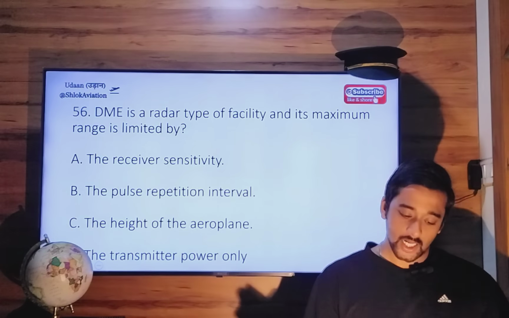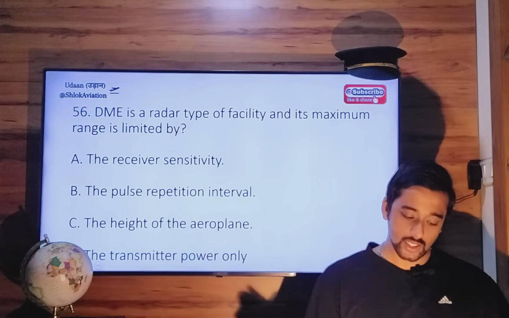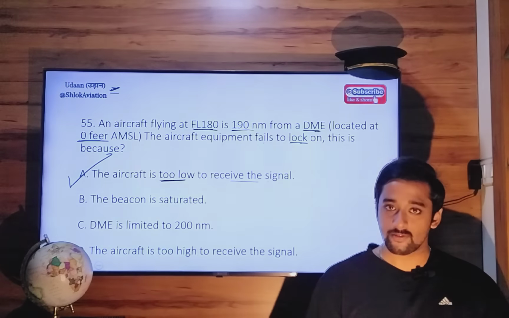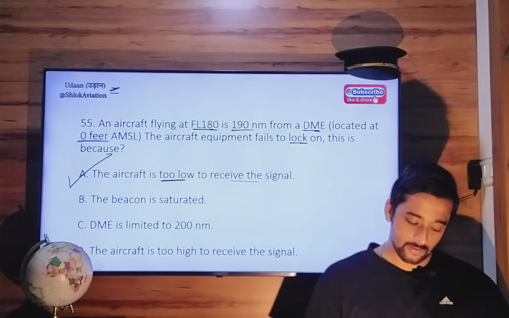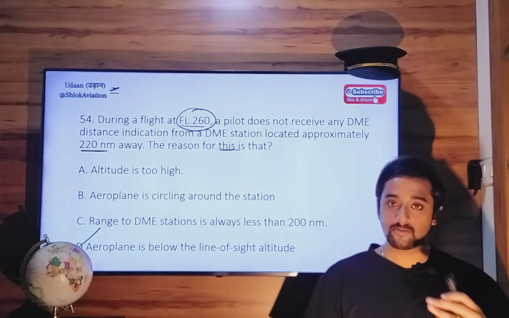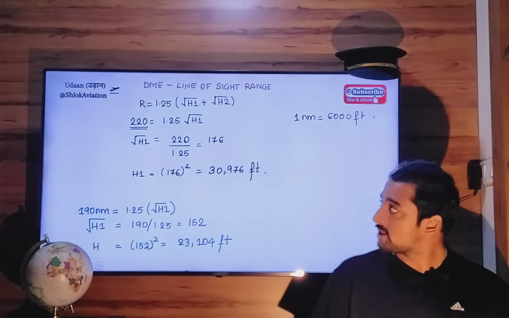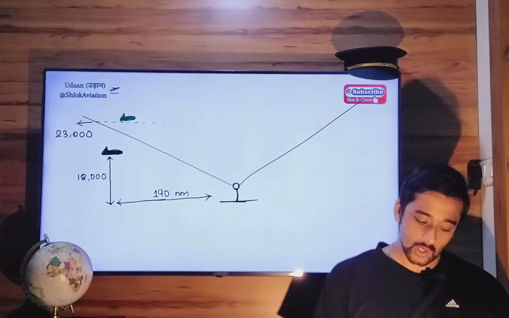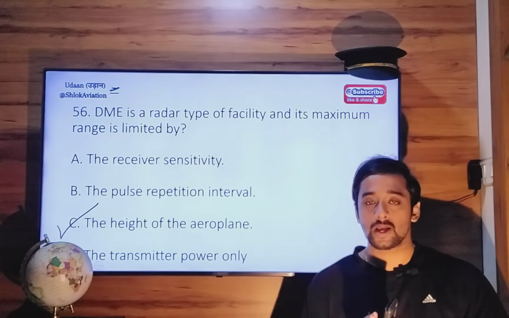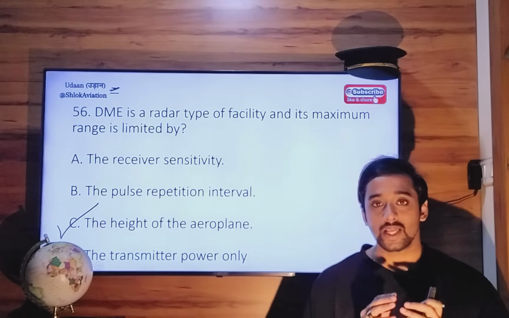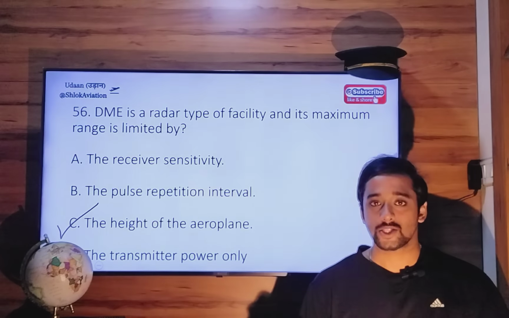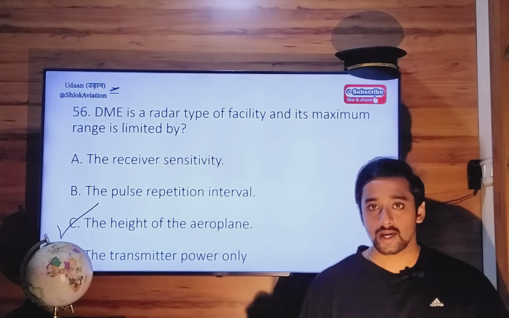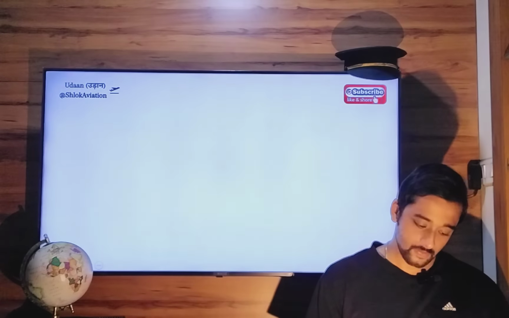56. DME is a radar type facility and its maximum range is limited by the height of the plane, like we have seen in question 55 and the question previous to that, 54. Here the airplane is below the line of sight altitude, and in 55 we saw that the aircraft was again too low to receive the signal. So DME is based on line of sight range. You must be within the range of the DME signal to receive that DME facility. So the height of the airplane determines that. So the correct option is Charlie.